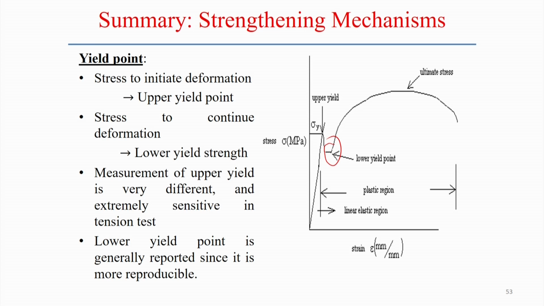Measurement of the upper yield point is generally difficult and extremely sensitive in the tension test. Therefore, in most cases the lower yield point is generally reported, since it is more reproducible. The more stable point is the lower yield point. So here we are trying to summarize the overall effect of the strengthening mechanisms. Probably we can look at all these things on the continuum scale.